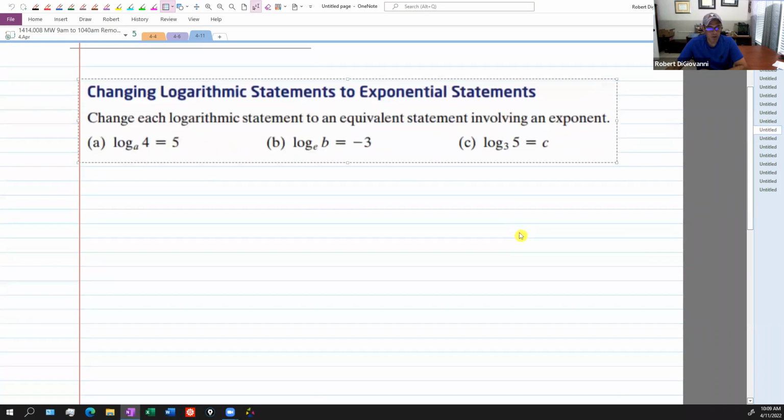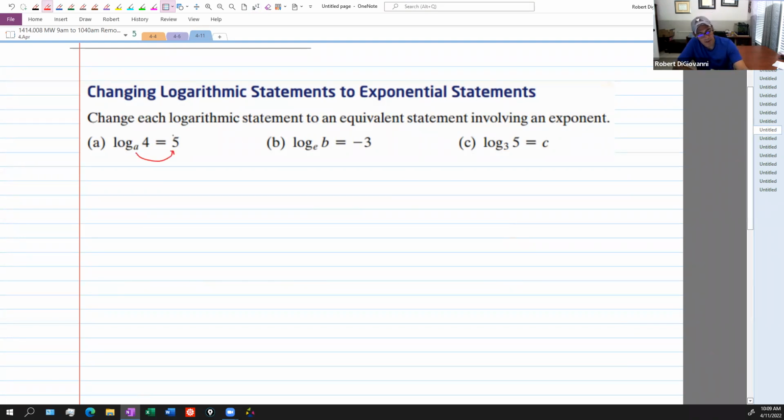The next examples are the other way around. These are easier because you just do the loop and you're done. So here I'm going to take A to the 5th and set it equal to 4. This one, I'm going to take E, raise it to the -3, set it equal to B. Here, 3 to the c, and set it equal to 5. Questions? Going from exponential to log, we did. Now we've done log to exponential.